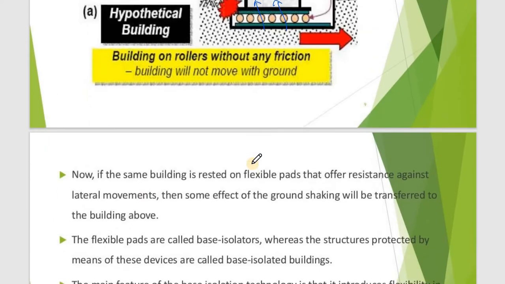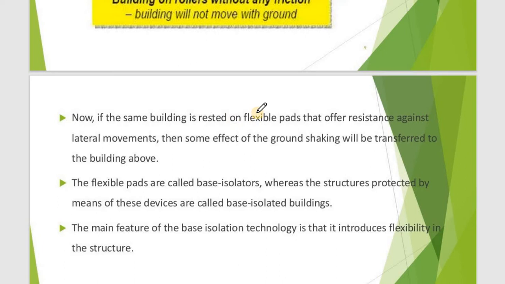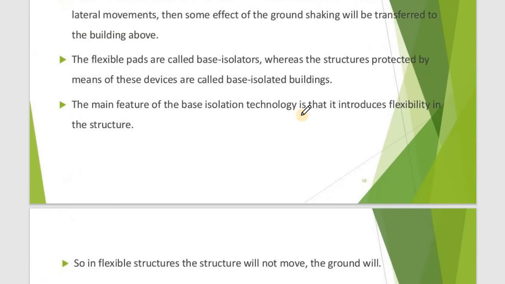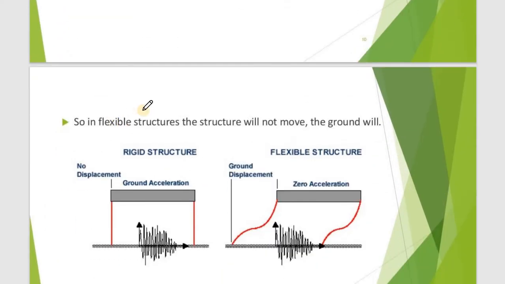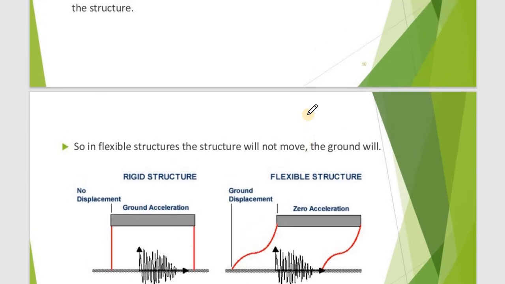That is one thing. Now, if the same building is resting on a flexible pad that offers resistance, some effect of the ground shaking will be transferred to the building. So, flexible pads are base isolators, whereas the structures protected by means of such devices are called base isolated buildings. The main feature of base isolation technology is that it introduces flexibility in the structure. So, in flexible structures, the structure will not move, the ground will move. That is a very important thing.